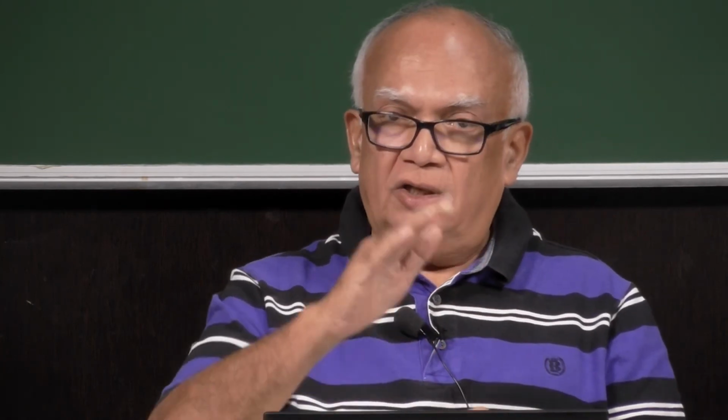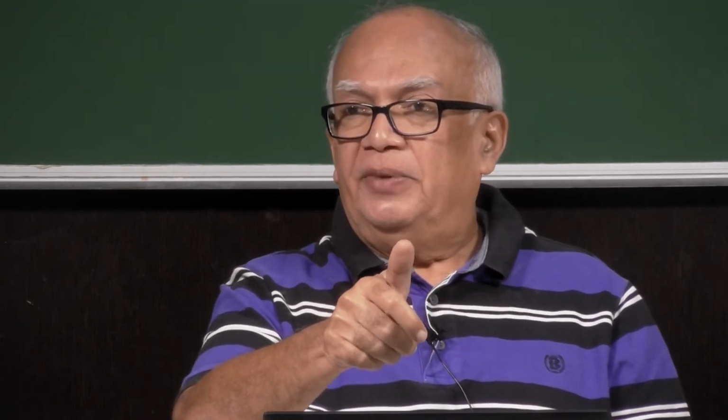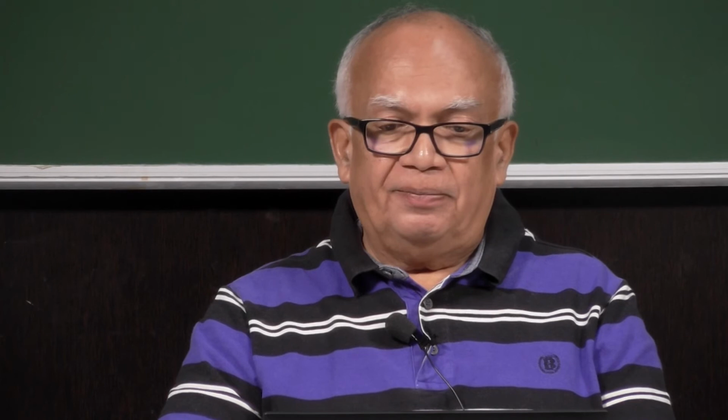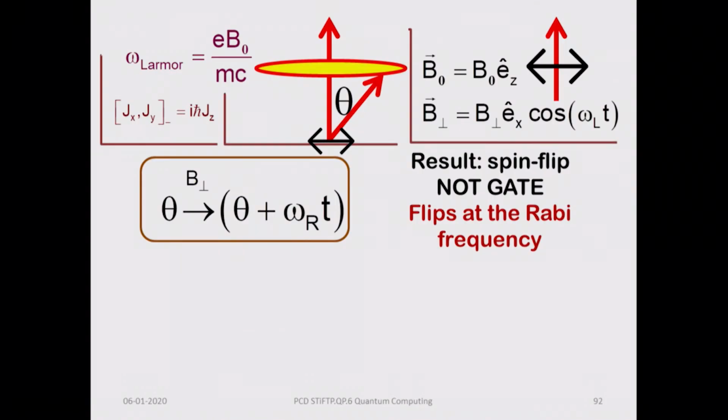So, using the static steady constant magnetic field, you resolve the degeneracy, okay, and then apply a transverse oscillatory field which will flip the spin up to spin down and spin down to spin up. So, that is how you can get a quantum NOT gate using electron spin. So, the result is a quantum NOT gate, and it is going to flip at a certain frequency which is called the Rabi frequency, okay.